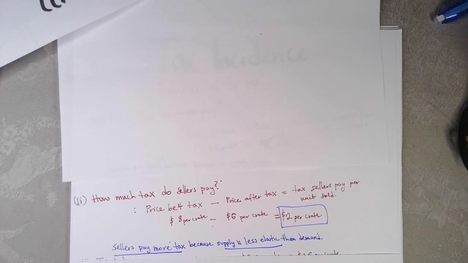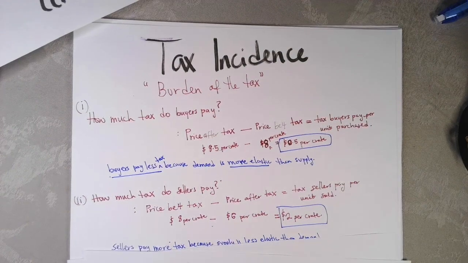Why is that? The reason is that the supply is less elastic than demand. So sellers pay more of the tax, as opposed to buyers who have a more elastic demand than supply. Remember that the more elastic side of the market can easily abandon the market because they are more price sensitive. I'll say that again. The more elastic side of the market can easily abandon the market because they are more price sensitive. And so that is why the buyers, who in this case have a more elastic demand, will pay less tax. And a bigger burden of the tax falls on sellers who seem to have a less elastic supply than demand.